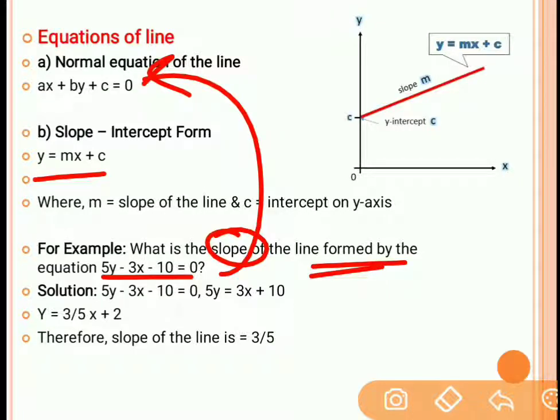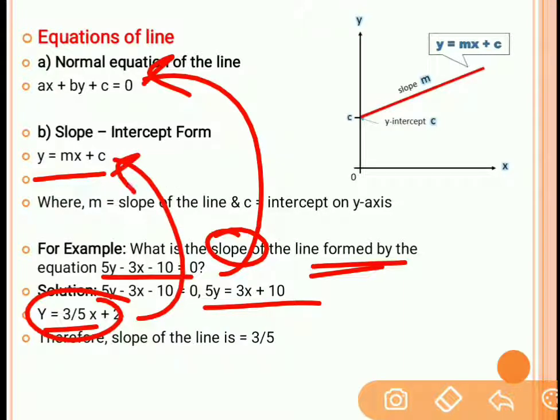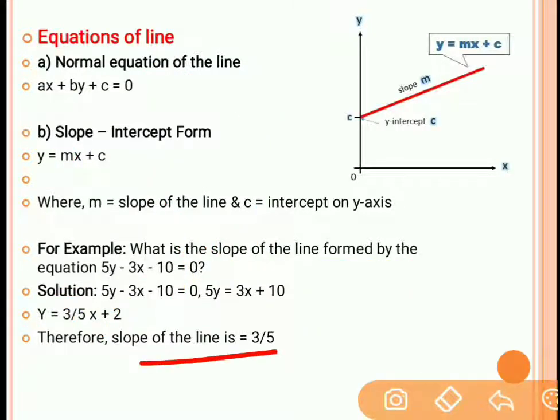Proceeding further, you will get 5y = 3x + 10 and y = (3/5)x + 2. This form is similar to the slope-intercept form, in which the coefficient of x is m. The coefficient of x is 3/5, so the slope of the line is 3/5.